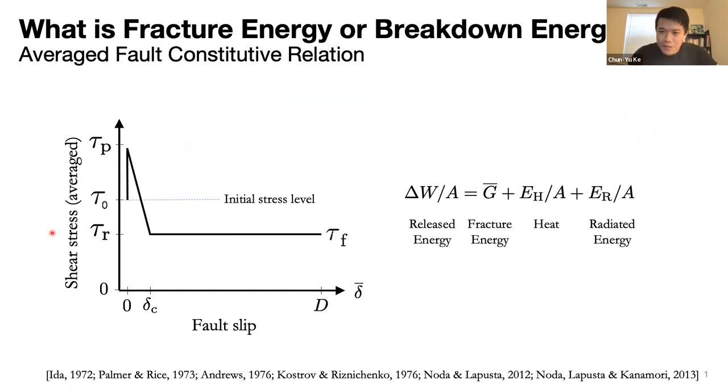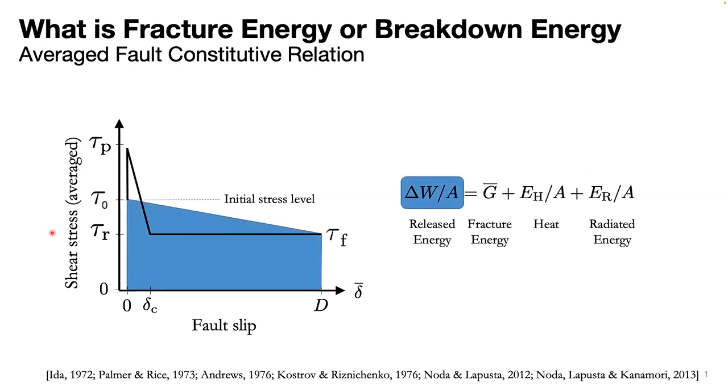So in case you missed the workshop last week, I want to quickly define what is fracture energy or breakdown energy. Here I'm taking the linear slip weakening friction, for example, which is a very widely used friction law in the earthquake physics community. And this has been presented either as the shear strength as a function of slip on one point on the fault, or as an average shear stress as a function of average slip to showcase the energy partitioning of an entire arrested earthquake, like how I'm showing it here.